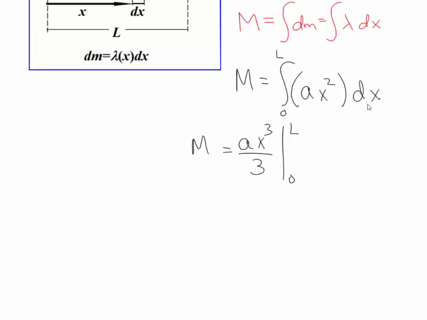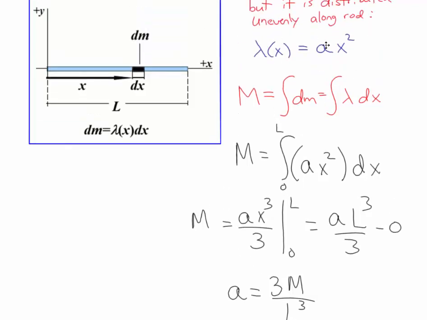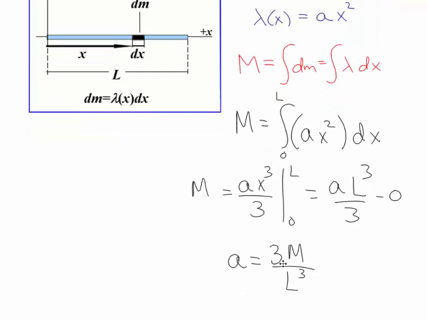The integral of a x squared dx is a x cubed over 3, and we're evaluating it from 0 to L. And so that becomes a L cubed over 3 minus 0. And so then I can rearrange and solve this for a, and I get that that constant a has to equal 3m over L cubed. That constant must be 3 times the total mass m divided by L cubed, so that when I add up all of the pieces of this rod, I get my total mass m.